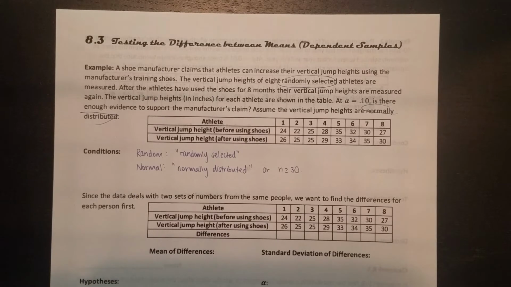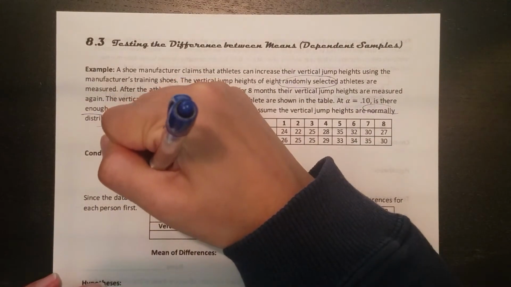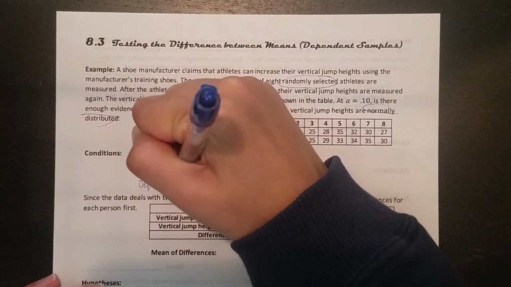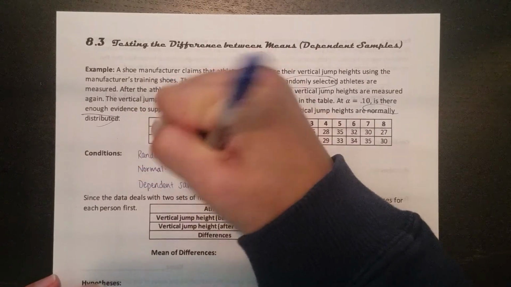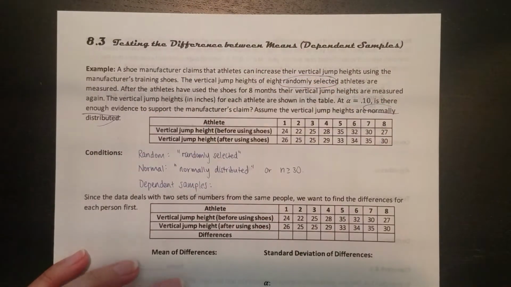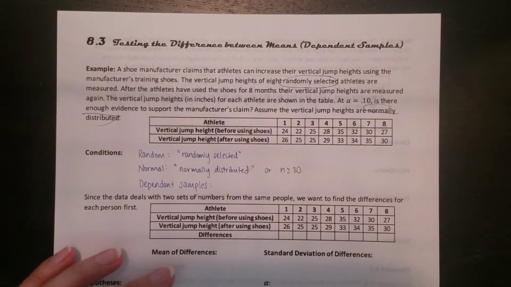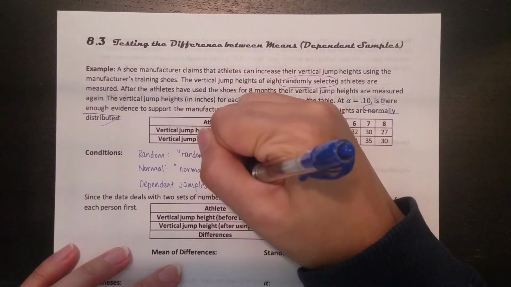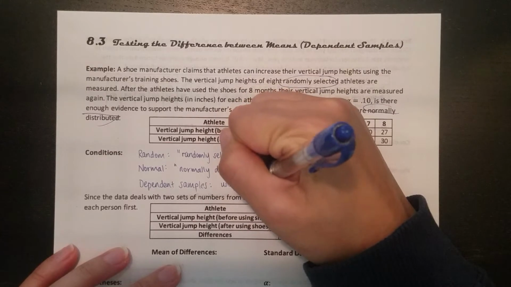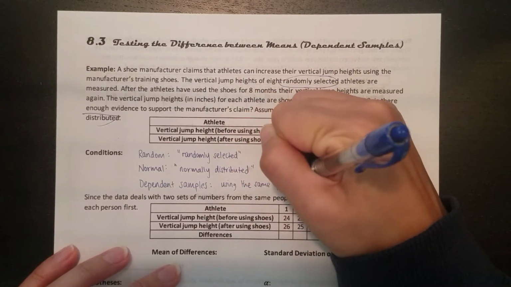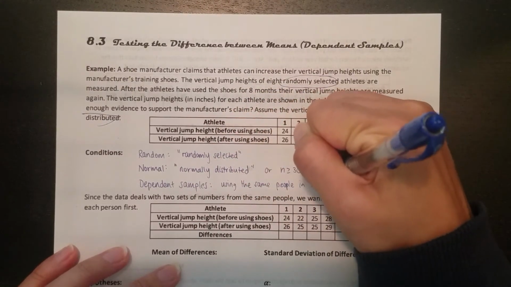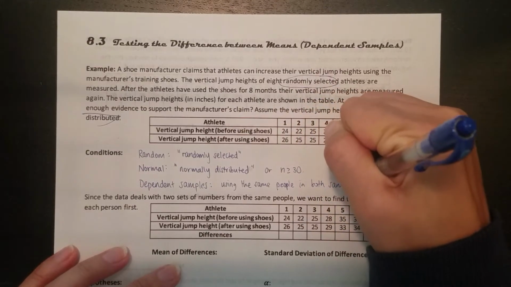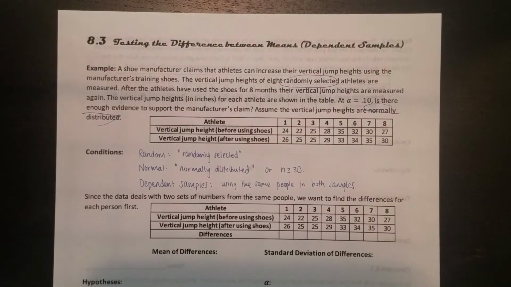And in our previous problems, we wanted to make sure we had independent samples. Well, now we need dependent samples. So here we have dependent samples because we're using the same 8 people each time. Okay, so those are the 3 conditions that we want to check.